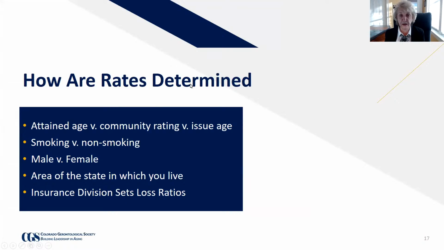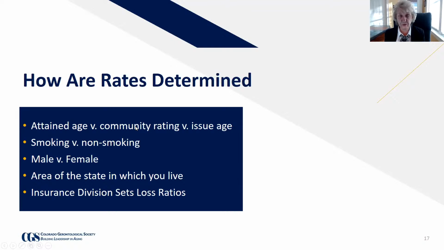Rates in a Medicare supplement are determined very differently than they are in a Medicare Advantage plan. So the Medicare supplement insurance company can use attained age, which means everybody between 65 to 69 is charged one rate, 70 to 74 another rate, etc.